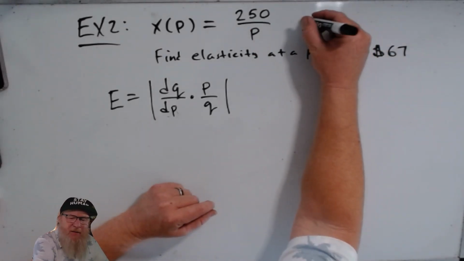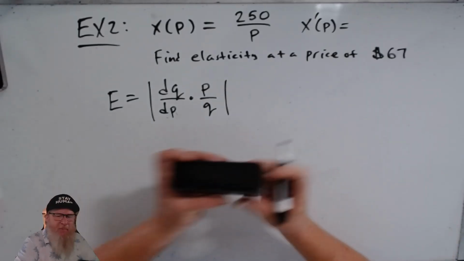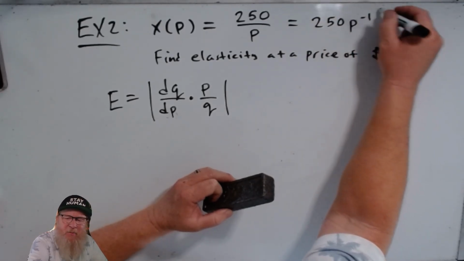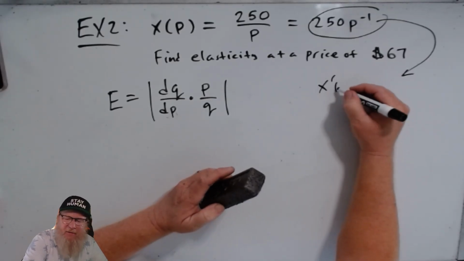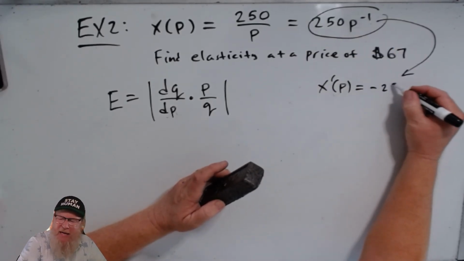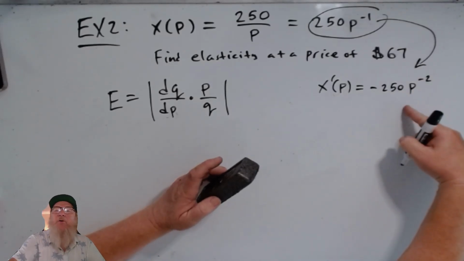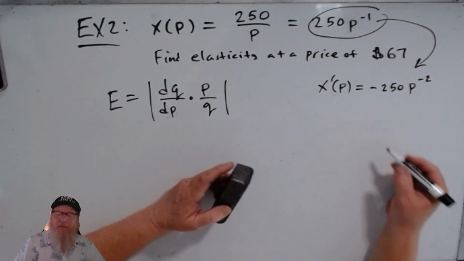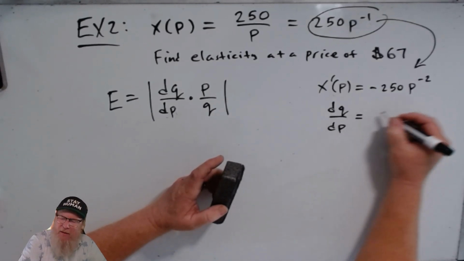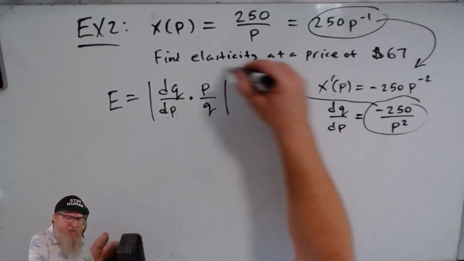Go ahead and find the derivative. So Q prime of P, a little scratch work over here. Oh, maybe this will help you. I like to rewrite this as 250 P to the negative 1. And then when I do the derivative, the power rule is very easy. It's negative 250 P to the negative 2. That's our power rule for reciprocal functions. Or you could say dq dp, again, tomato, tomato, these mean the same thing, negative 250 over P squared. So that is going to go right in here.